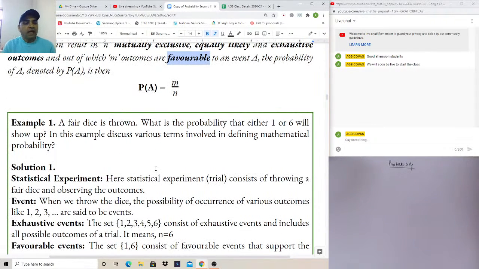So, for example, I am taking an example. A fair dice is thrown. What is the probability that either 1 or 6 will show up? In this example, discuss various terms involved in defining mathematical probability. So we will be defining the various terms involved in this experiment. We are conducting an experiment where we are throwing a fair dice and we want to find out the probability that either 1 or 6 will show up. It should not be 2, 3, 4, 5. Either 1 or 6.